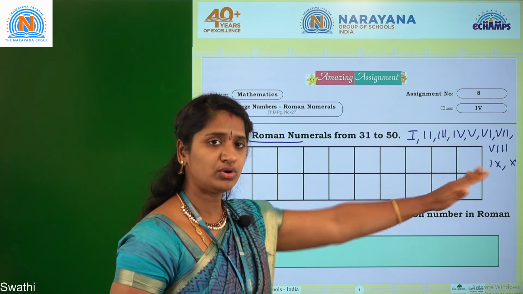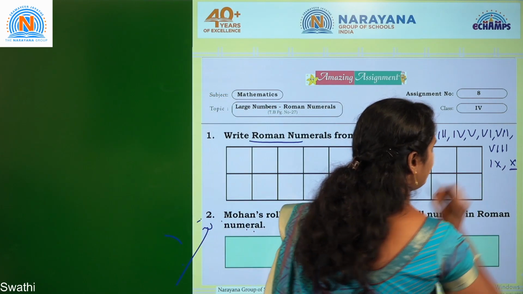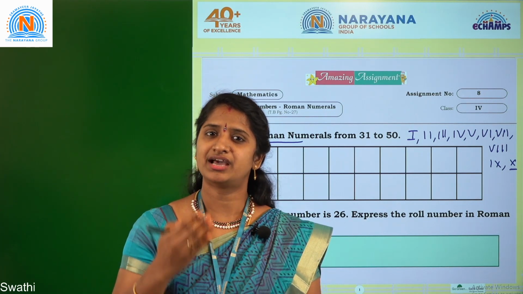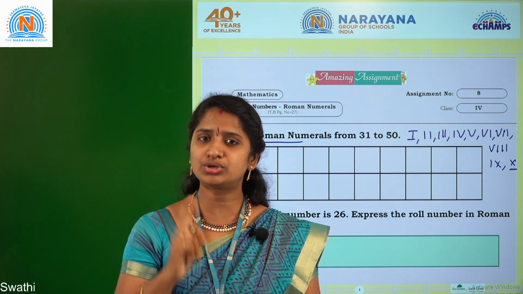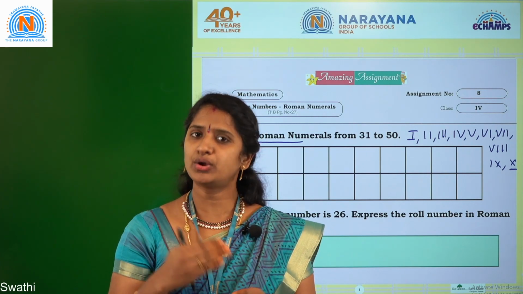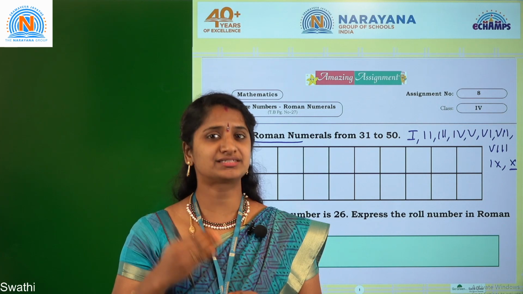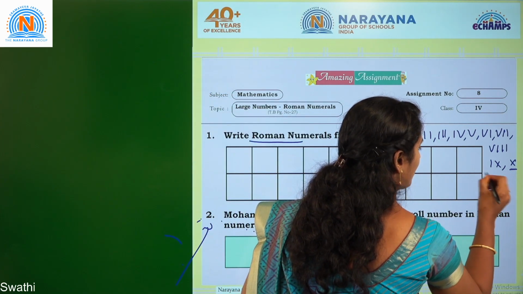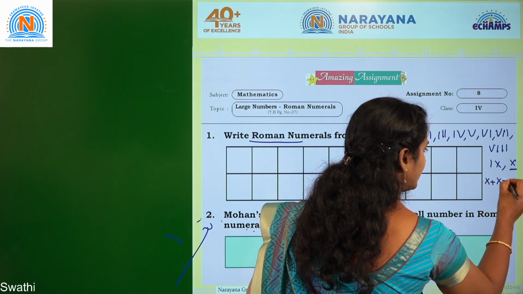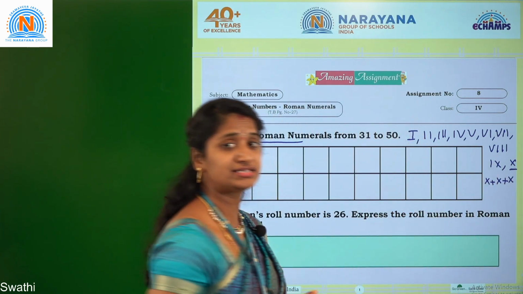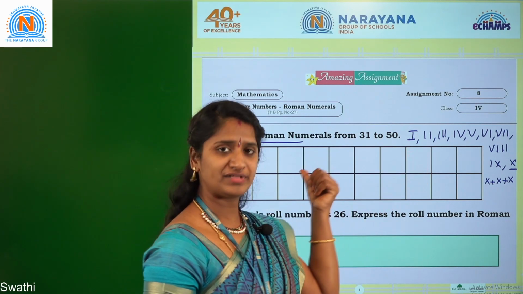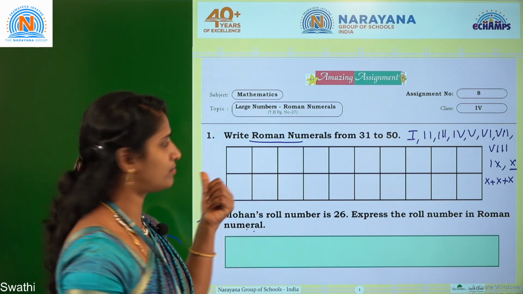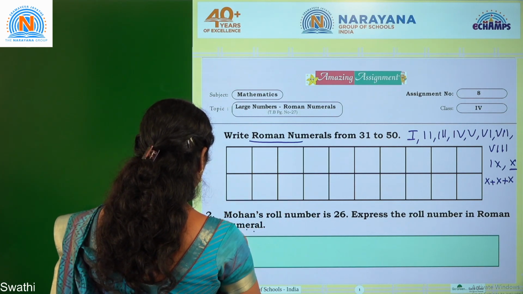Now we know that 10 means X. If I want 20, 20 means X and X, so 2 tens make 20. Now 30 means XXX, 3 tens, 1 ten plus 1 more ten plus 1 more ten. It makes 30. Now we will start writing the numbers 30 to 50 in Roman numerals.